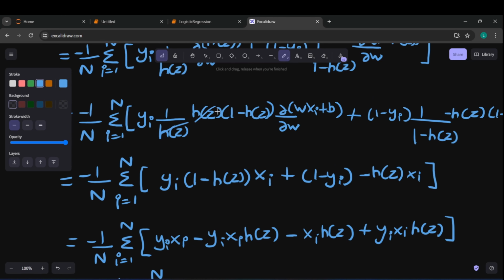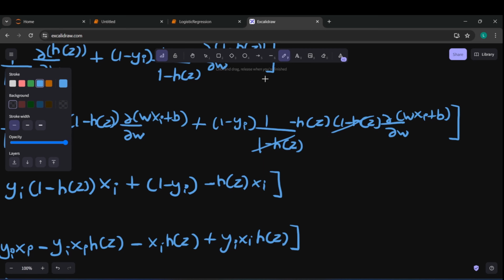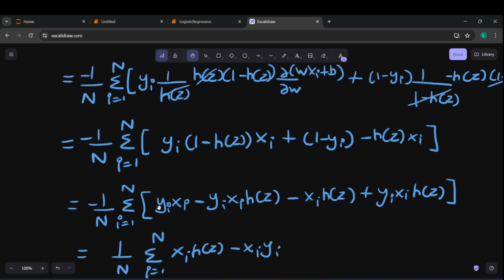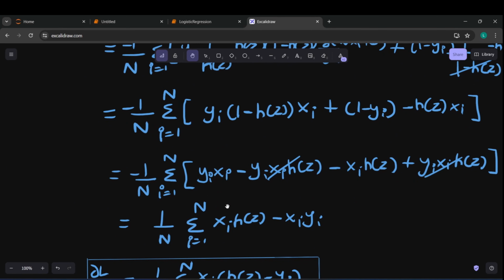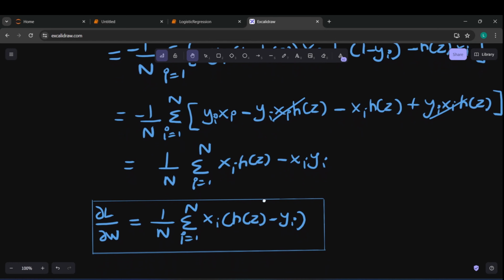Now this term and this term will get cancelled, and this term and this term will get cancelled, and then we end up with this one, which is yi into 1 minus h of z into xi plus 1 minus yi into minus h of z into xi, and if we multiply and rearrange them we will get yi into xi minus yi into xi into h of z minus xi into h of z plus yi into xi into h of z. Now this will become 0, and if we take the negative value inside it looks like this: xi into h of z minus xi into yi, and if we take the xi common we will end up with this formula.